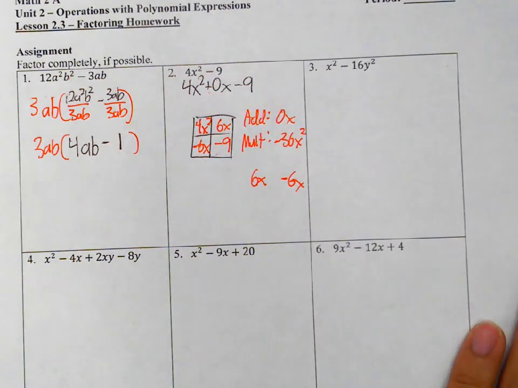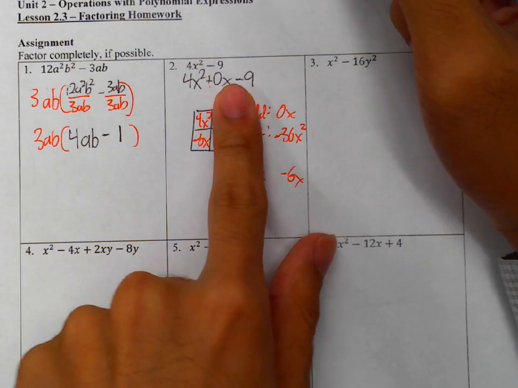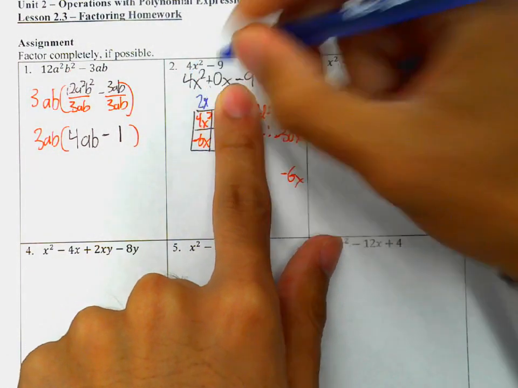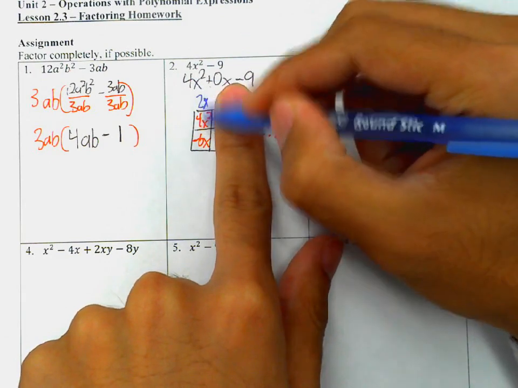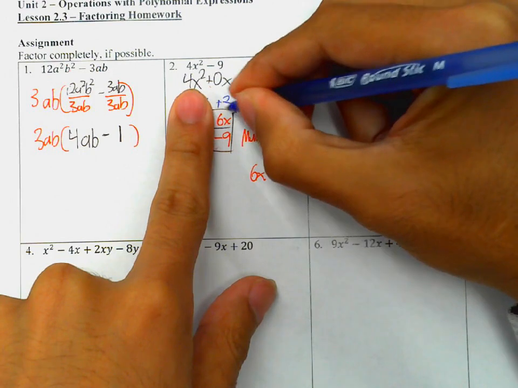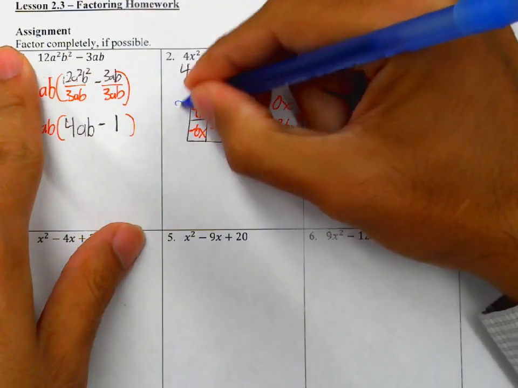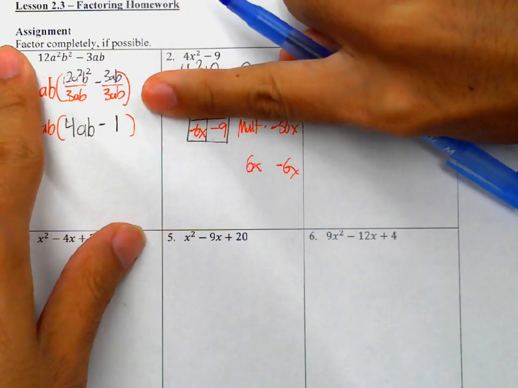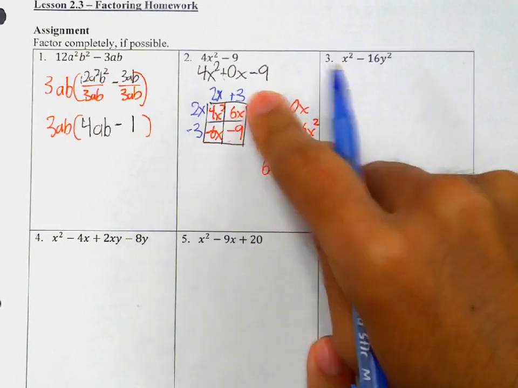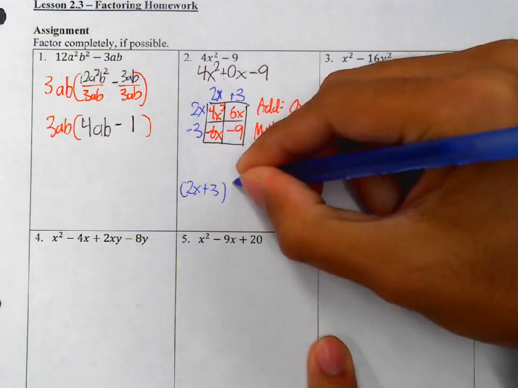Okay, so now we factor by GCF every row and column. 4x squared and negative 6x have a 2x in common, and I use the positive because the closer box is positive. Then 6x and minus 9 have a positive 3 in common. 4x squared and 6x have a 2x in common, and negative 6x and negative 9 have a negative 3 in common. So my factors are 2x plus 3 and 2x minus 3.